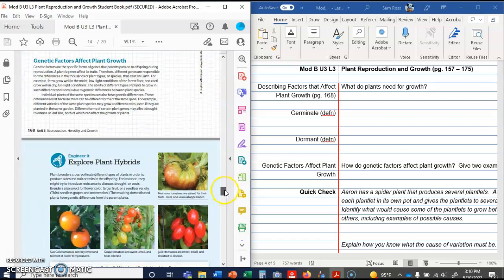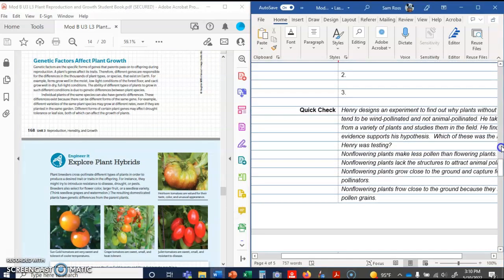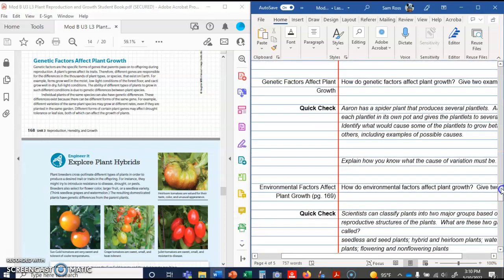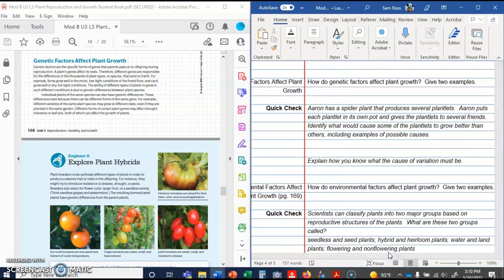So let's go down to the bottom of this page where genetic factors affect plant growth. We did dormant. We're right here at the top. How do genetic factors affect plant growth? Give 2 examples. Genetic factors are the specific forms of genes that parents pass on to offspring during reproduction. A plant's genes affect its traits. Therefore, different genes are responsible for differences in thousands of plants. Ferns grow well in moist, low light of the forest floor, and cacti grow well in dry, full light conditions. The ability of different types of plants to grow in different conditions is due to genetic differences between plant species.